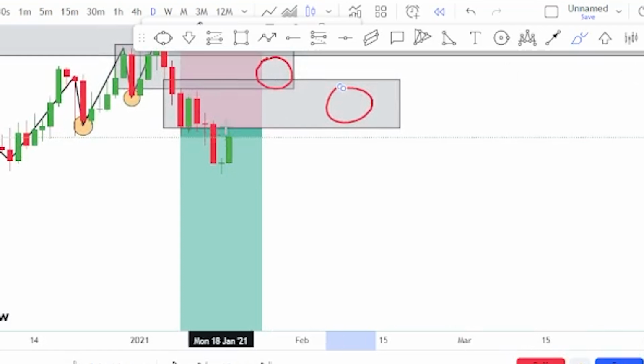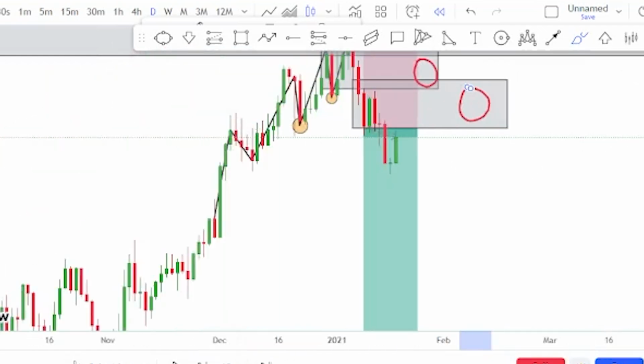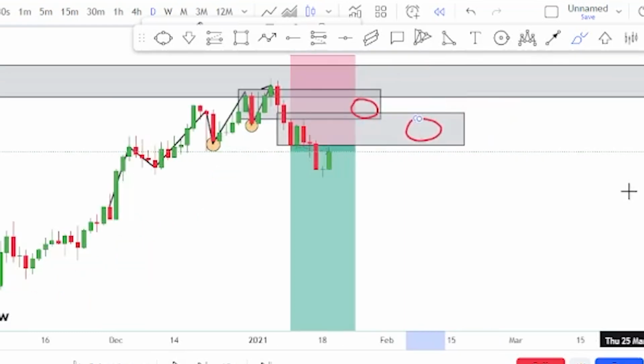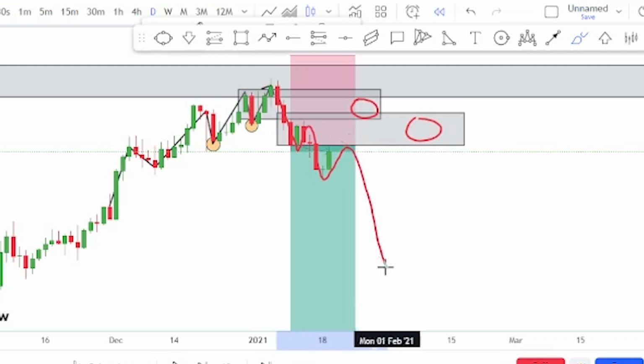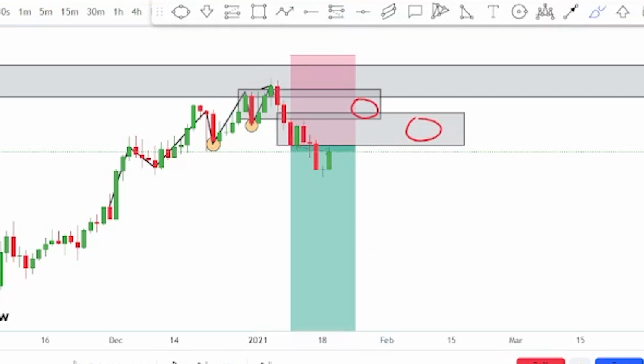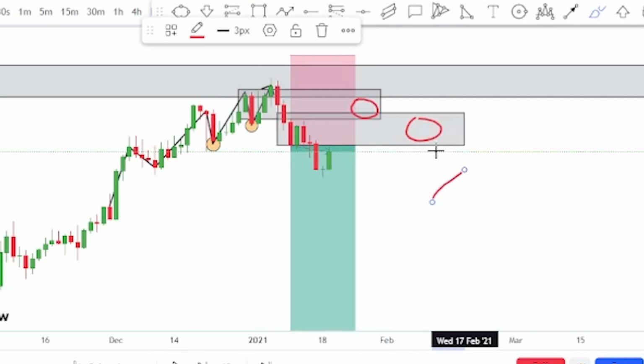Even here we started rejecting from this area. Let's see if we can get an entry with a bearish candlestick, because this is a lower high, lower low, lower high to go for the lower low. Let's see if we can get a bearish candlestick so that we can enter from that area. Remember, we have to be consistent and follow the trend.